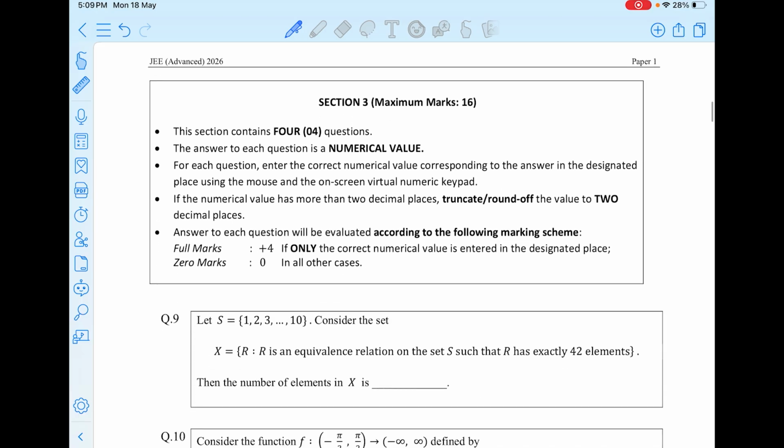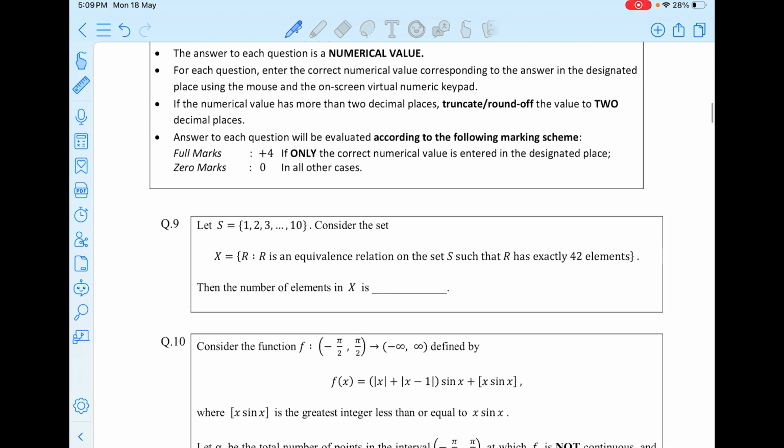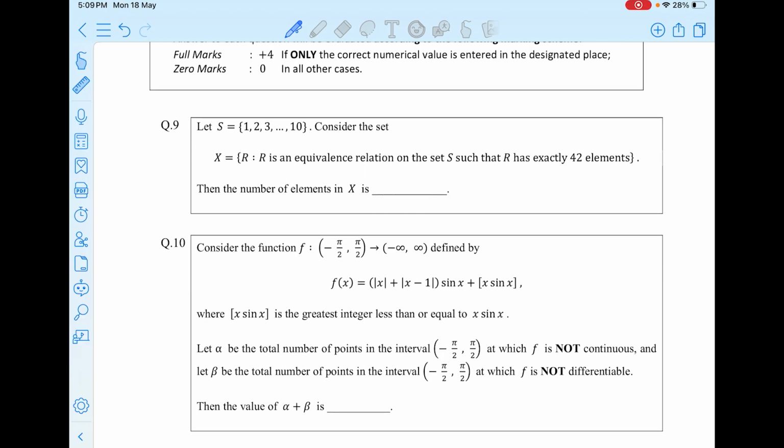Next, numerical. Question 9. Let S belong to 1 to 10. Consider the set R, an equivalence relation such that R has exactly 42 elements. Then the number of elements in X. Okay, now see how to solve this type of question. This question is relatively new. Last year also in JEE Advanced they asked one question where they asked the number of symmetric relations containing some fixed elements. And now this year they ask the number of equivalence relations containing some fixed element.